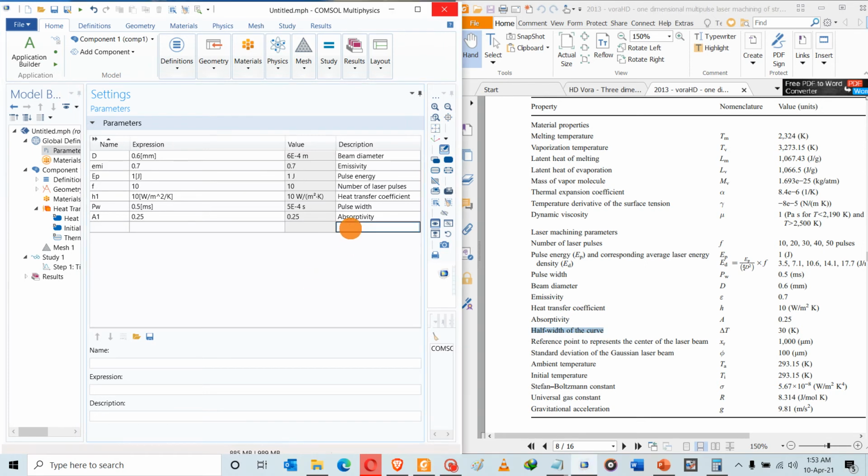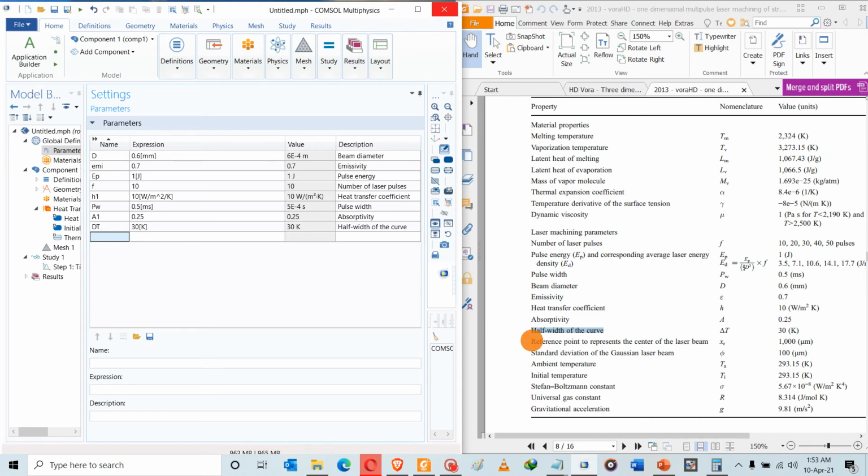And then we have the half width of the curve. This is when we account for the phase change kinetics. We're doing heat transfer there on specific heat. That's a property of specific heat there on the material.